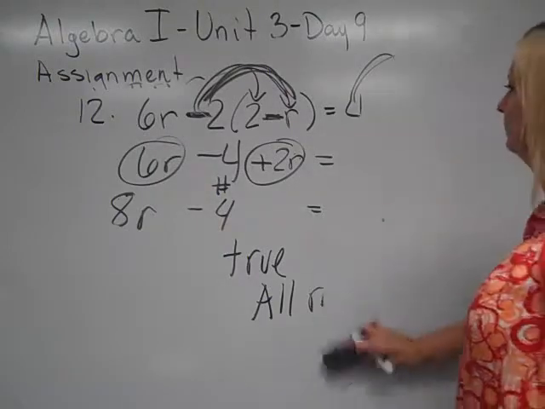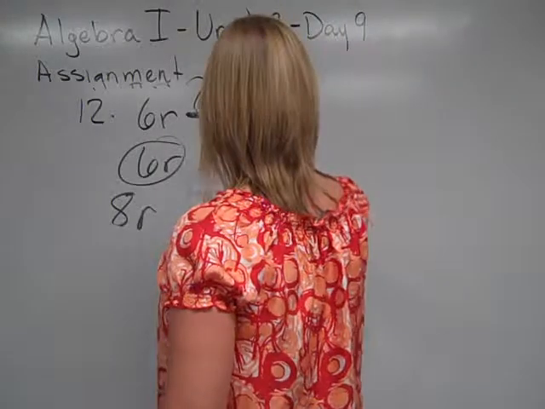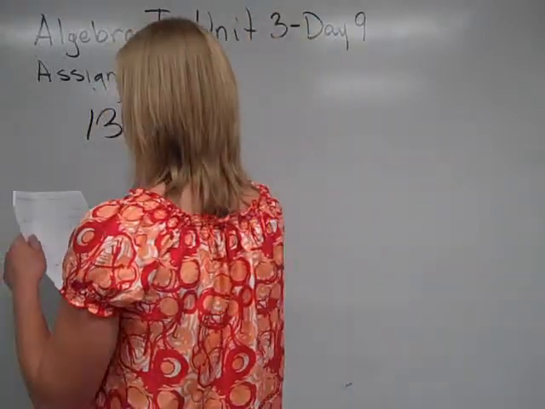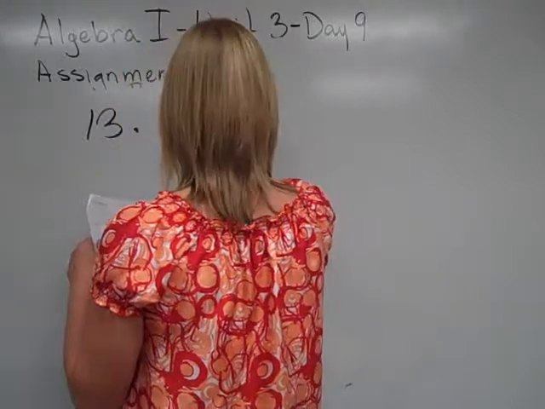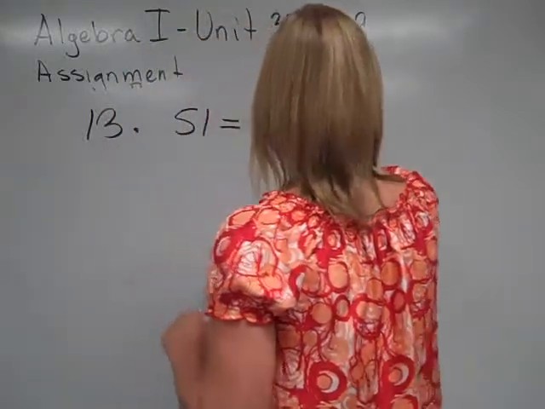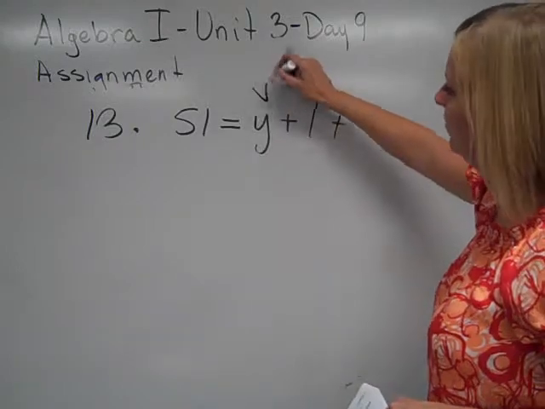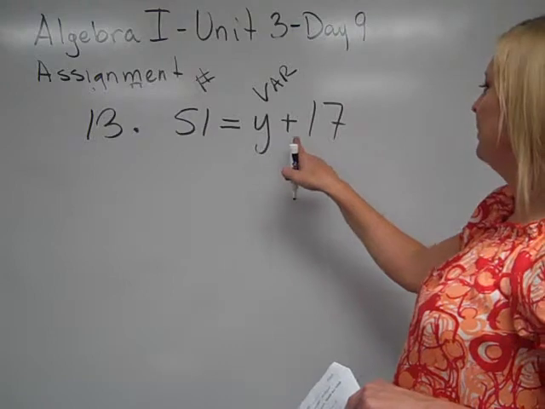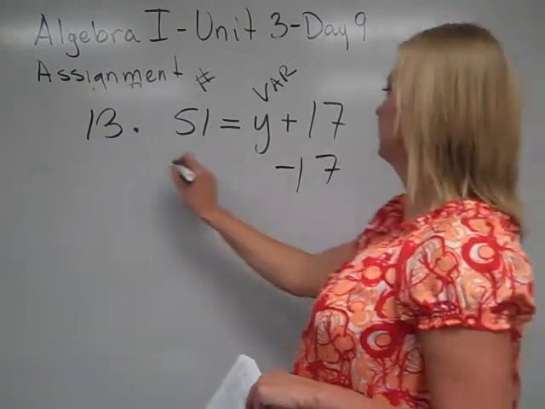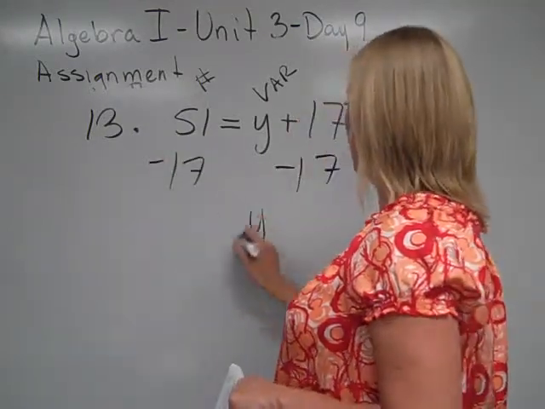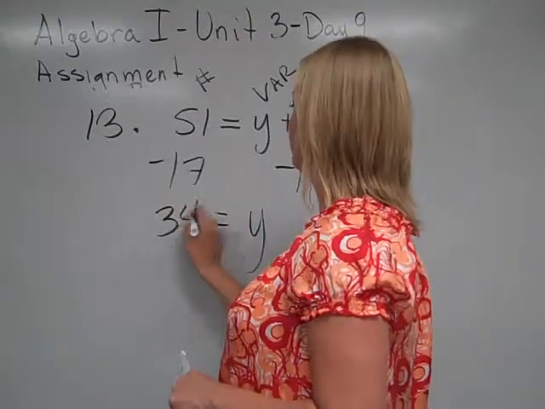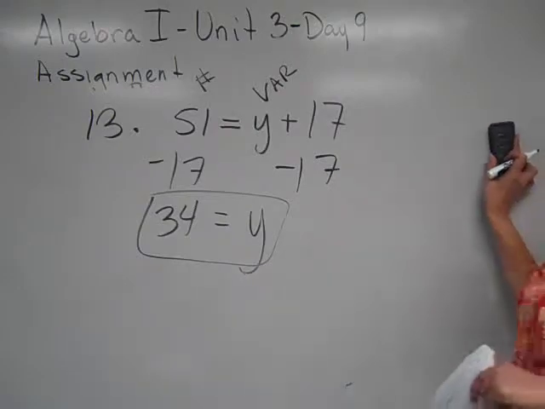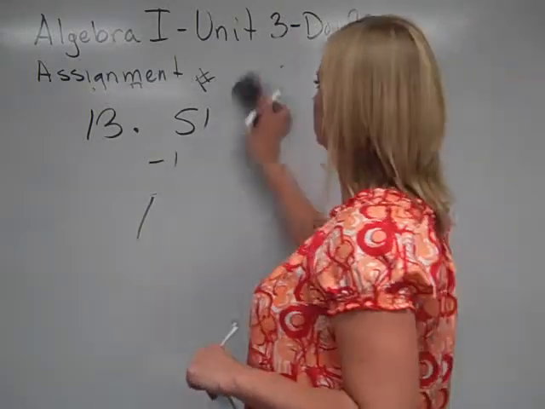13. This one's an easy one. Let's put all of our variables here and all of our numbers here. So, the opposite of plus 17 is minus 17. So then y is equal to 34. Number 14.